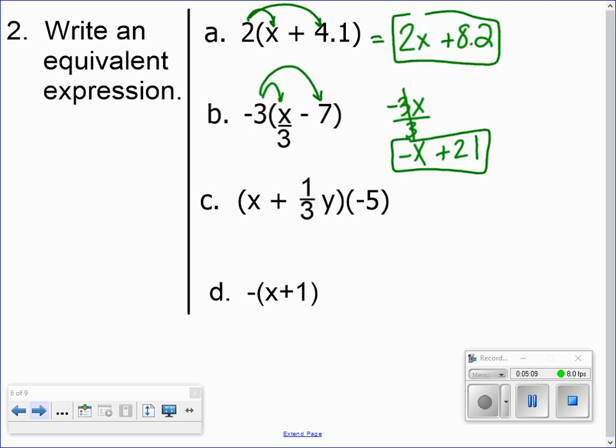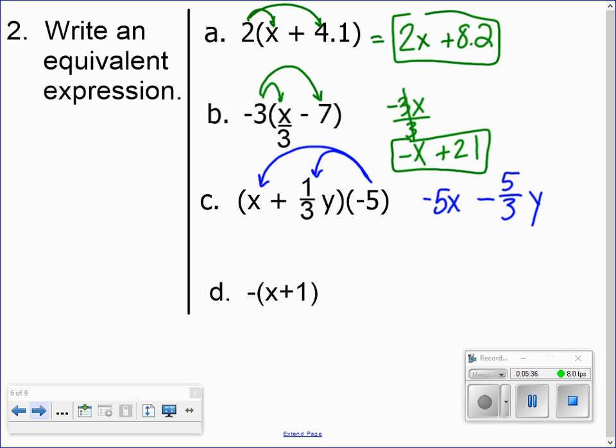If we look at the next one, again, remember that even if the number is on the back end of it, you're still multiplying it to both items on the inside. So you have negative 5 times x, which is negative 5x. And then you have negative 5 times 1/3 y, which is minus. Negative times positive is a negative. So negative 5 over 3, or 5/3 y.